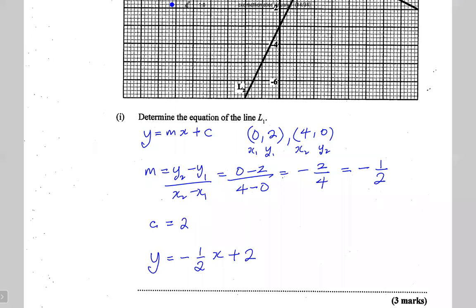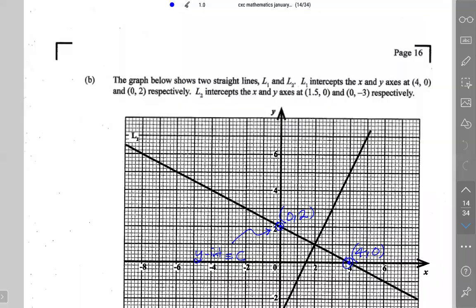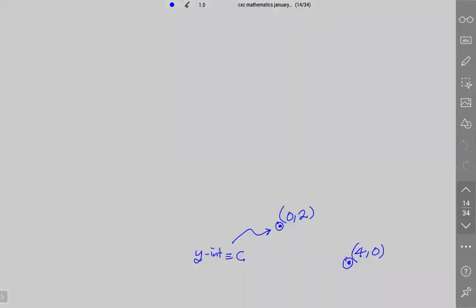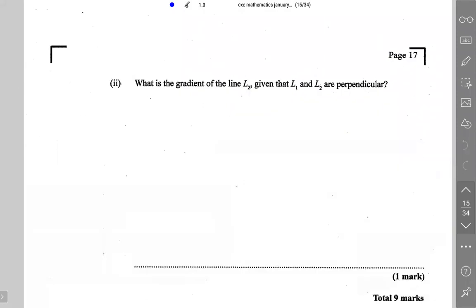All right, the last part of the question. This says, what is the gradient of the line L2 given that L1 and L2 are perpendicular lines? Well, one thing you have to remember, essentially, and the implication of it: the product of the gradients of perpendicular lines is -1.